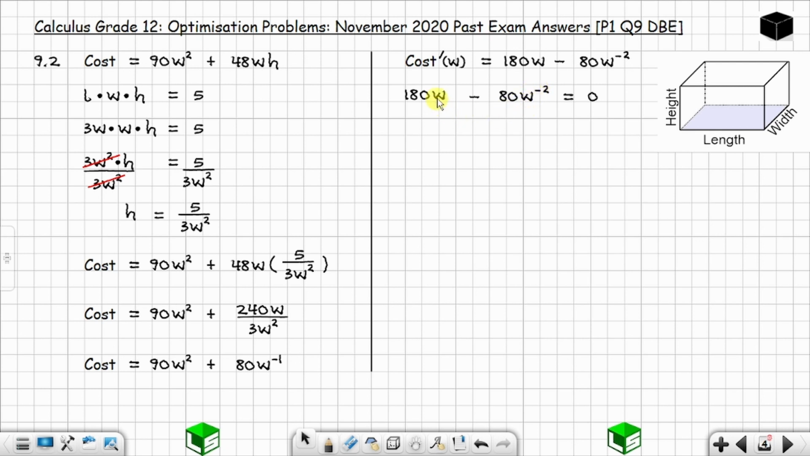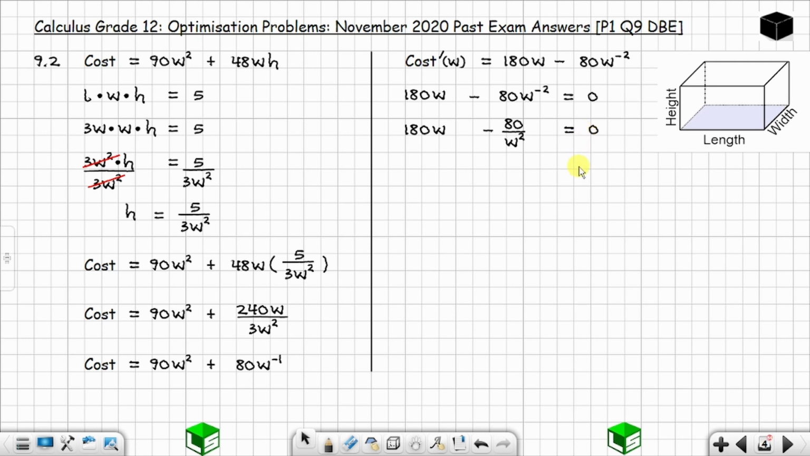Okay, let's do that. So this is 180w minus 80 over, when you bring this to the denominator, because you have negative 2 there as a power, it's going to be w to the power of 2. So it's no longer negative 2, now it's positive 2 when you bring it down to the denominator. Okay, and this is equal to 0.